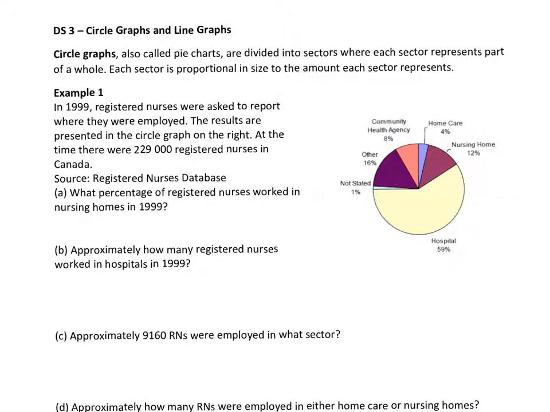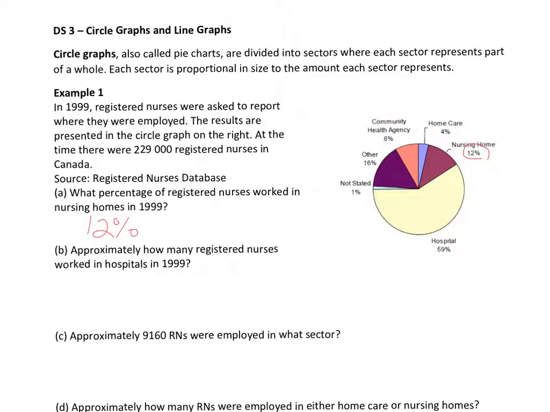So let's take a look at an example of how to use a circle chart. In this example, registered nurses were asked to report where they were employed. Their results are presented in the circle graph. At the time, there were 229,000 registered nurses in Canada. Question A asks, what percentage of registered nurses worked in nursing homes in 1999? If we look for the nursing home slice of pie or sector of the circle graph, we can see our answer right there is 12%.